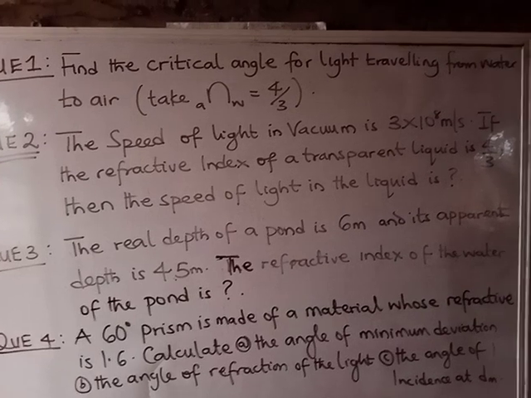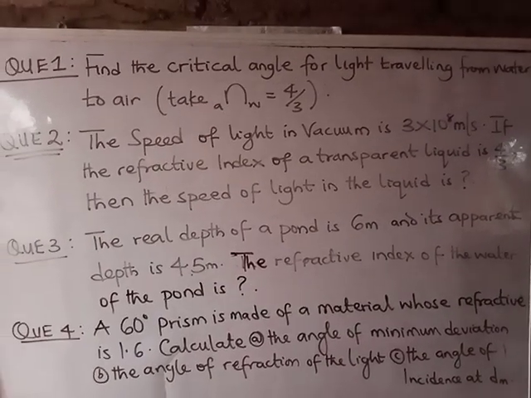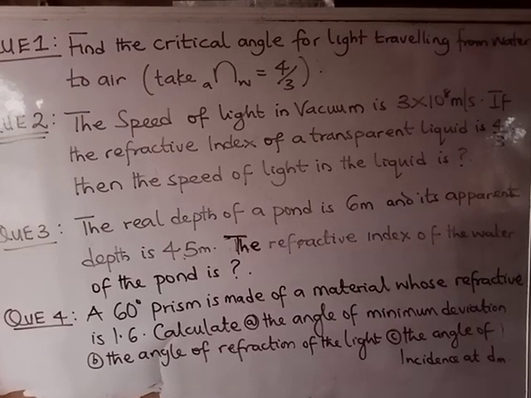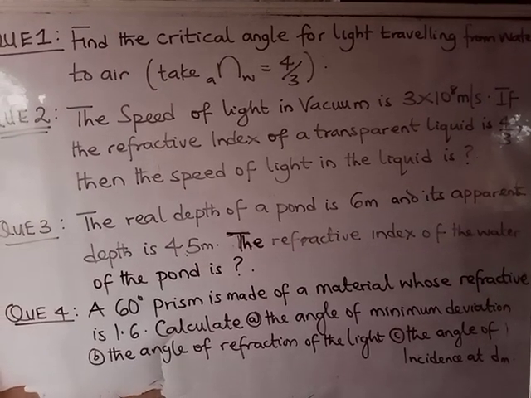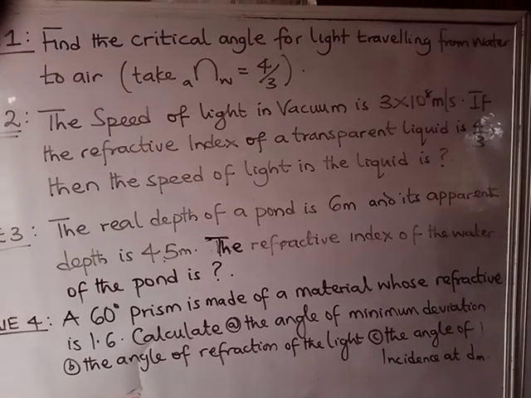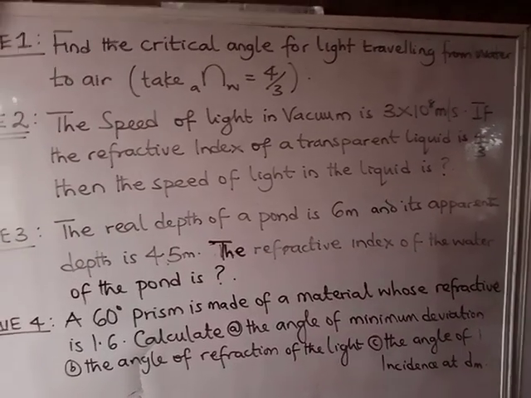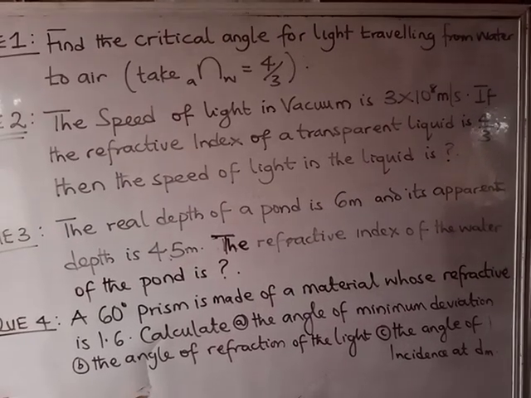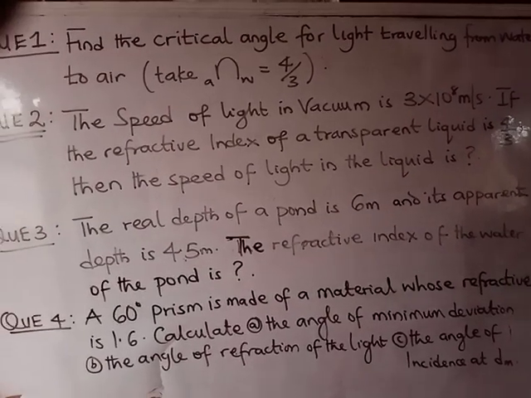And the fourth one: a 60 degree prism is made of a material whose refractive index is 1.6. Calculate A, the angle of minimum deviation, B, the angle of refraction of the light, and C, the angle of incidence at minimum deviation. Can we quickly do that together now?